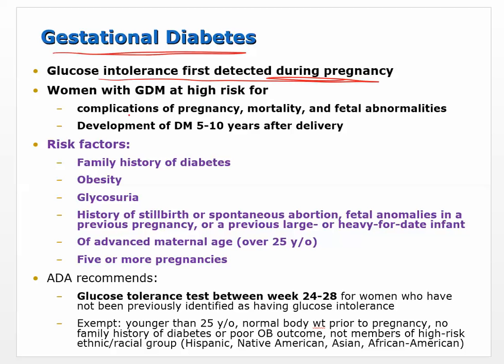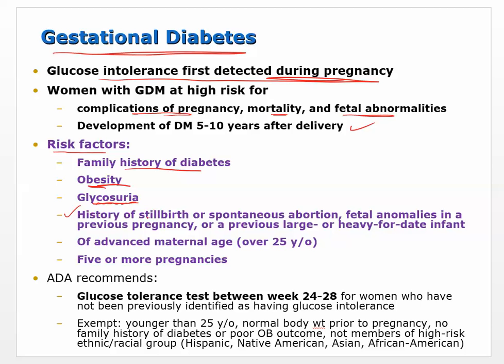Women with GDM are at high risk for pregnancy complications, like mortality and fetal abnormalities, and they may also develop type 2 diabetes 5 to 10 years after delivery. So they're at a higher risk for developing regular type 2 diabetes. Risk factors: if you have diabetes in your family, obesity is a big one, and sugar in your urine, which essentially indicates that you have high blood glucose.